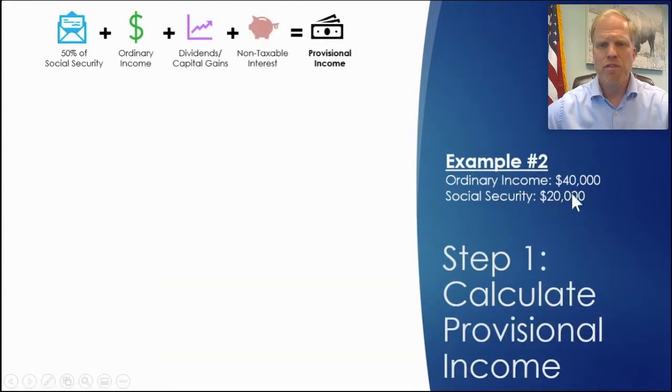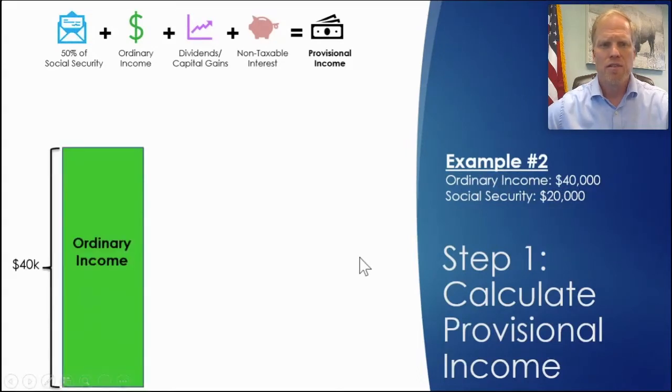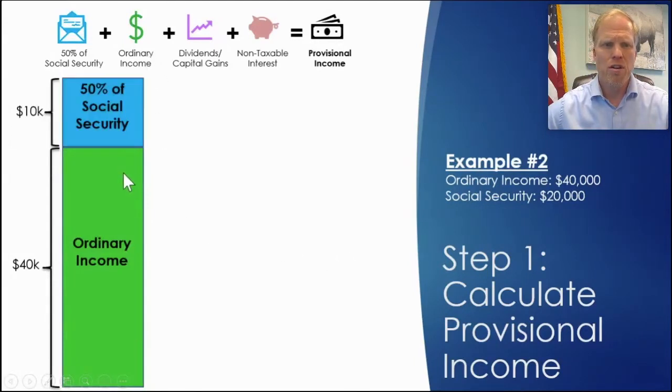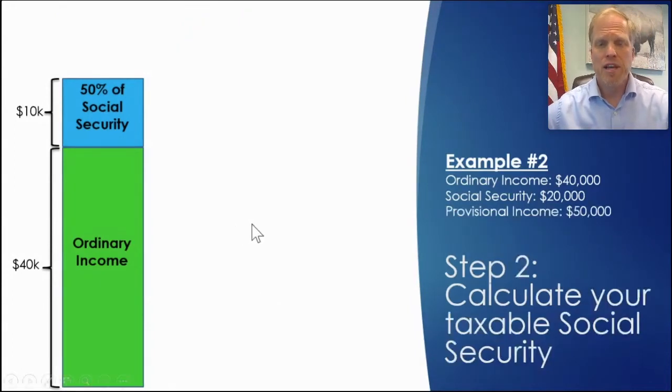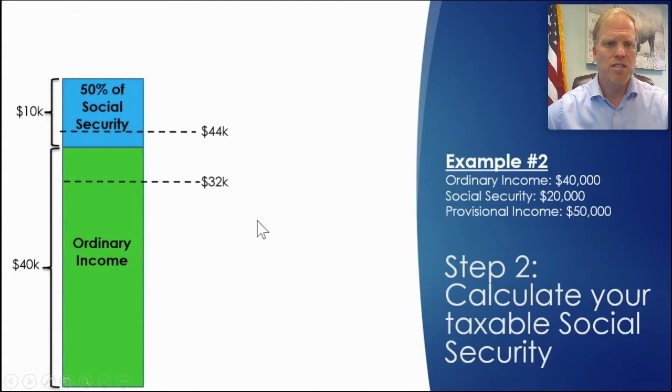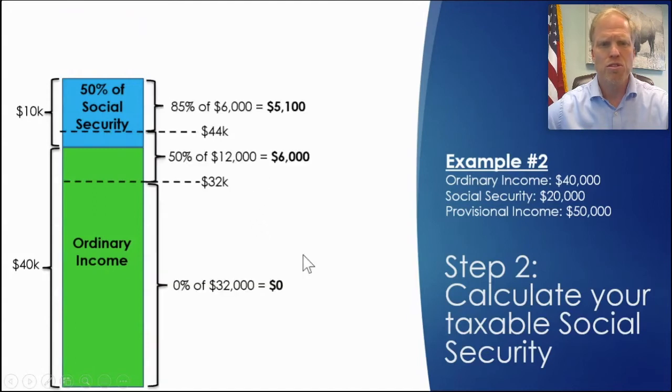Example 2, let's just reverse it. Now we're heavy on ordinary income and lower on Social Security, 40 and 20 respectively. First thing we do is calculate the provisional income, all of our ordinary income, half of our Social Security. Now we have a provisional income number of 50,000, contrasting with 40,000 in the previous example. Now let's calculate how much of that Social Security is taxable using the two thresholds.